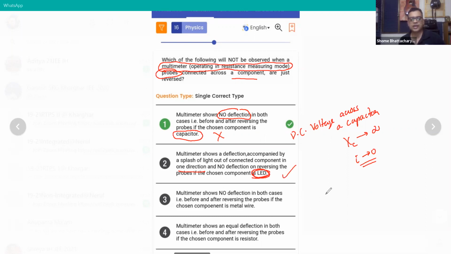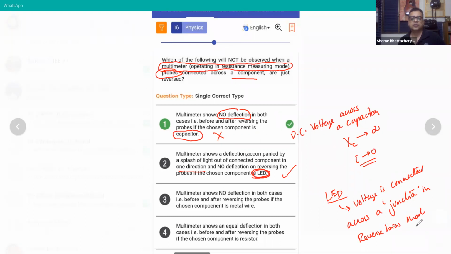This will happen because, as you know, the functioning of the light emitting diode is that the voltage is connected across a PN junction, that is a semiconductor junction, in what kind of mode? In reverse bias mode. So that drift current that is occurring, no, sorry, that is the light sensitive diode, the photodiode. In a light emitting diode, it has to be connected in forward bias.